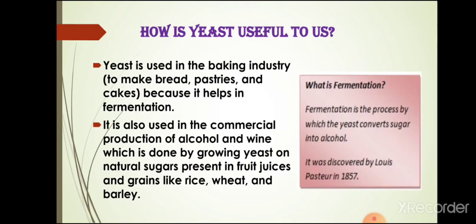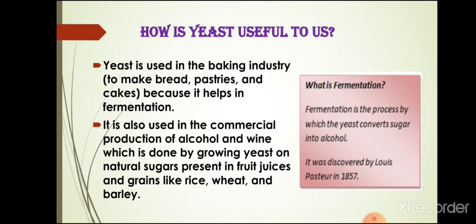Now our next topic is how is yeast useful to us. You already studied about yeast also. Yeast is basically used in the baking industry to make bread, pastries and cake because it helps in fermentation. So students, what is fermentation? Fermentation is the process by which yeast converts sugar into alcohol, right? And it was discovered by Louis Pasteur in 1857. Yeast reproduces rapidly and produces carbon dioxide during respiration. The bubbles of the gas fill the dough and increase its volume.